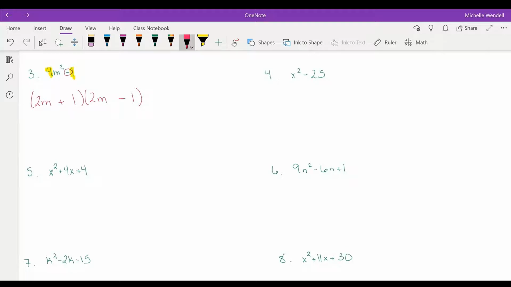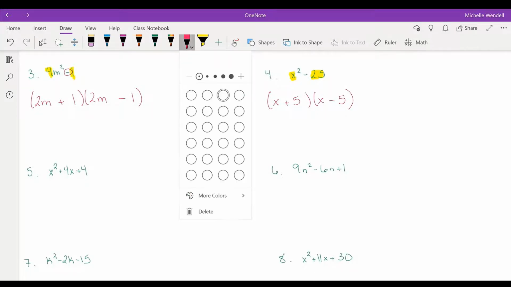If we look at number 4, this is also a difference of squares, because x squared is just x times x. And then the 25 here is just 5 times 5. So I'm going to have a plus 5 and a minus 5.